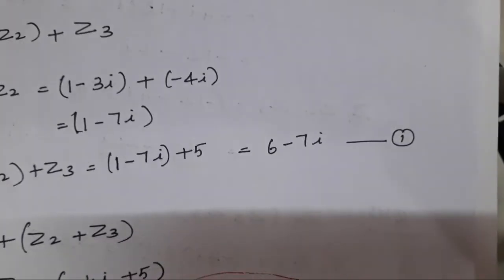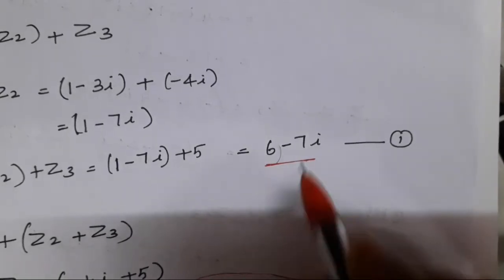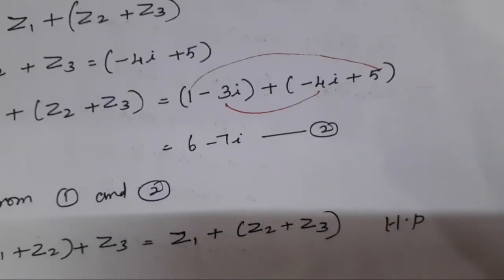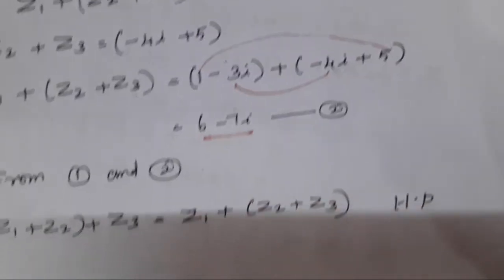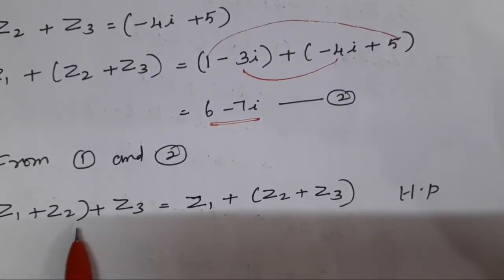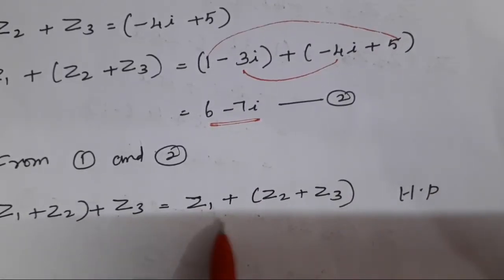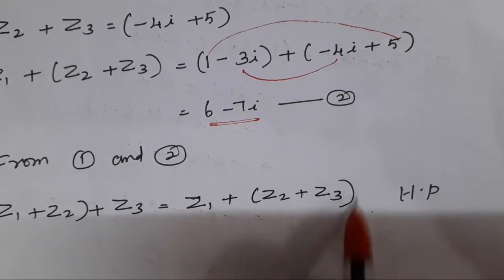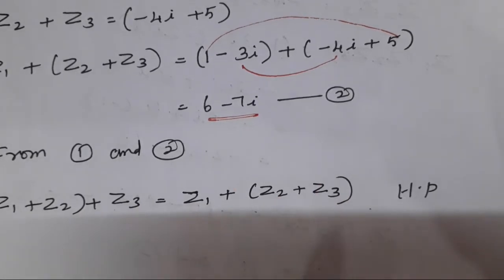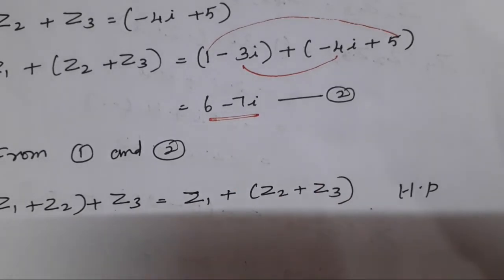From results 1 and 2, the first result is 6 minus 7i. The second result is also 6 minus 7i. So from 1 and 2, (Z1 plus Z2) plus Z3 equals Z1 plus (Z2 plus Z3). We prove the associative property. Go through the property. Very, very easy for you.